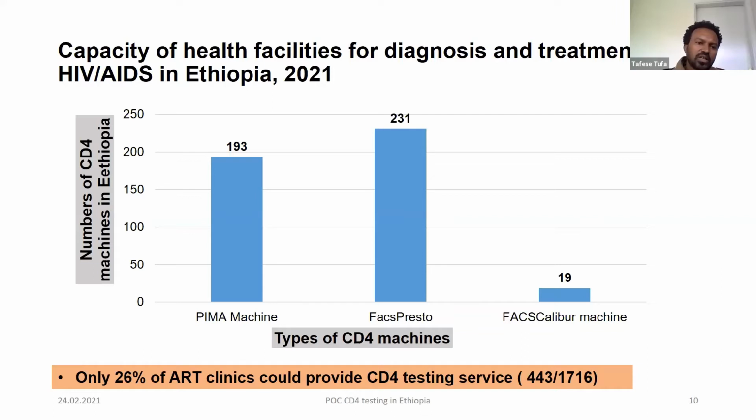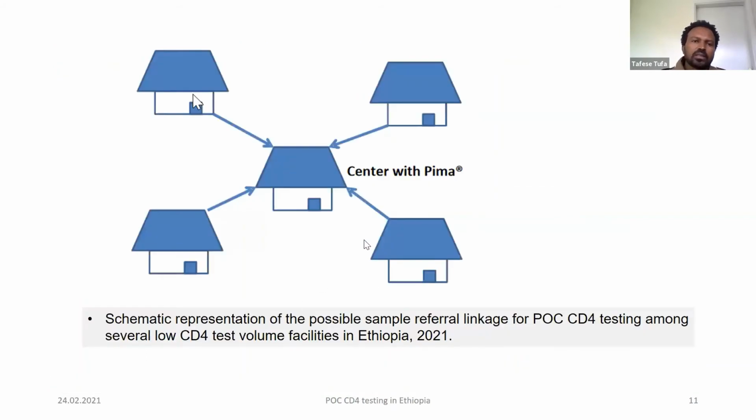According to the report I got, only 26% of ART clinics could provide CD4 testing service right now. The rest are just transferring samples to the nearest health facilities. So the sample transfer linkage seems, as you see from the picture, like 4 health centers transfer the samples to one health facility or health center.